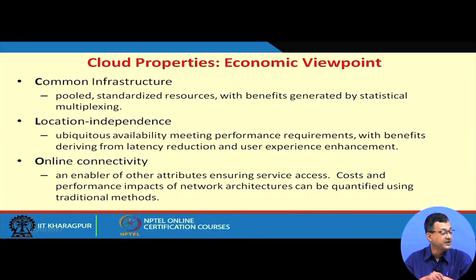Another is location independence, another property of cloud, like being ubiquitously available, meeting performance requirements with benefits deriving from latency reduction and user experience enhancement. So, this is the location independence property, and the question is how to make economic use of it. Online connectivity is an enabler of other attributes, ensuring service cost and performance impact on the network architecture. So, I should have always-on online connectivity. That is another factor. These are the different factors which may force us to look at different things.